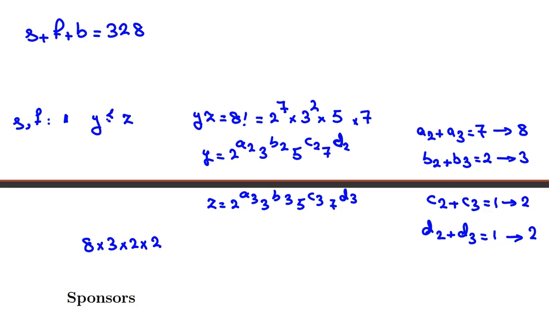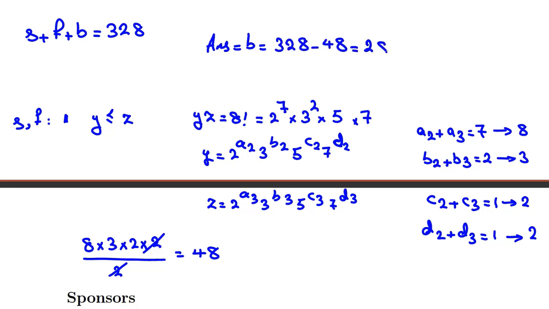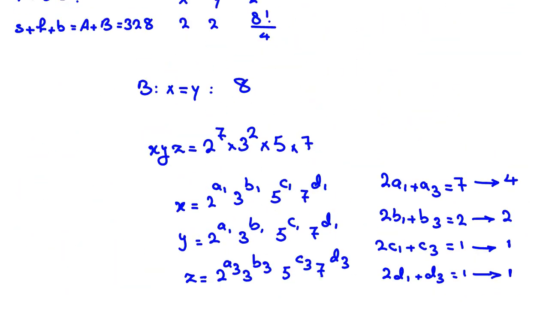But because we know y is less than or equal to z, and they cannot be equal, because if they were equal, then 8 factorial is y squared, it should be a perfect square. It's not a perfect square 8 factorial because powers are not even. So we divide by 2. If we cancel 2, 2, 8 times 3, 24 times 2, 48. And the answer, which is boxes, in this case, is 328 minus 48. So it is what? It is 280.